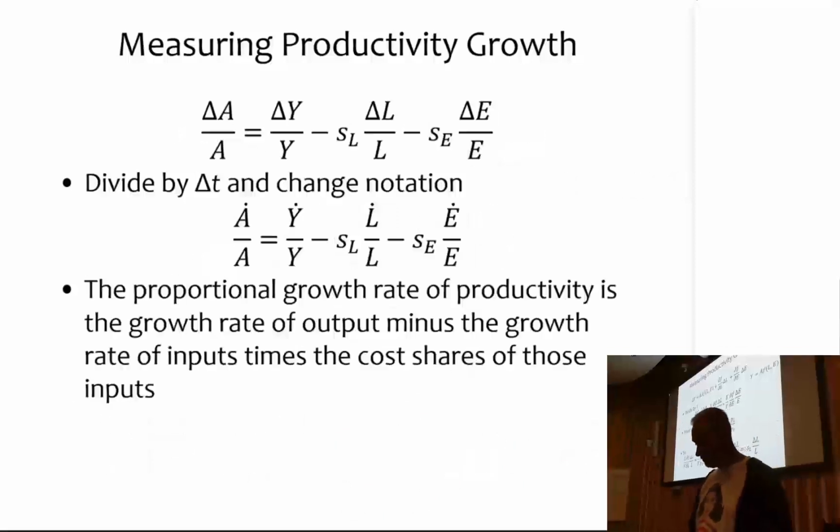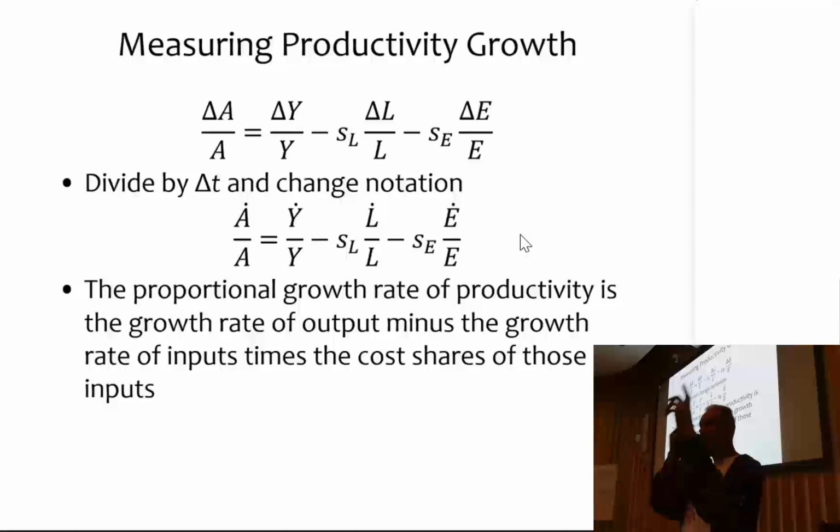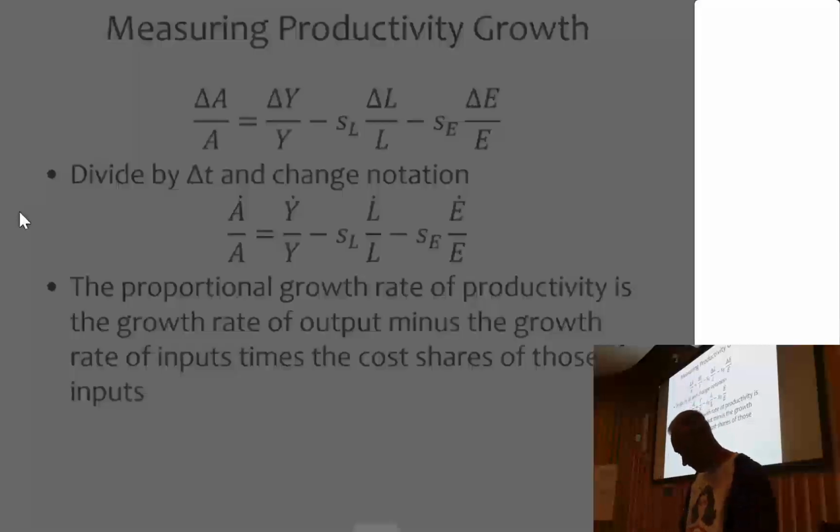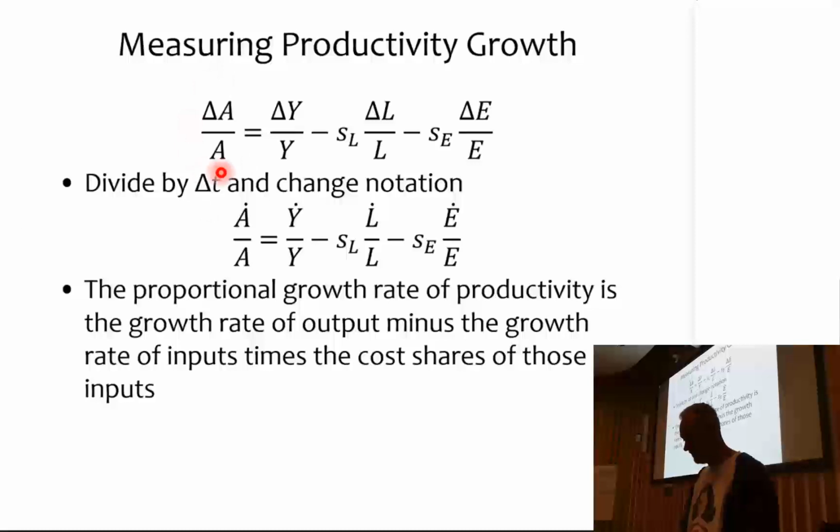Right? We're almost there. Do the same thing for the environment, and what we have is that our change in total factor productivity can be measured as the change in output minus the change in labor times the factor share of labor minus the change in the environment times the factor share of the environment. Right? So far I've done mostly substitutions.